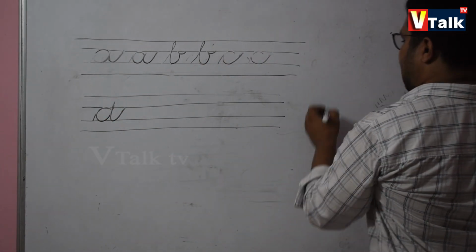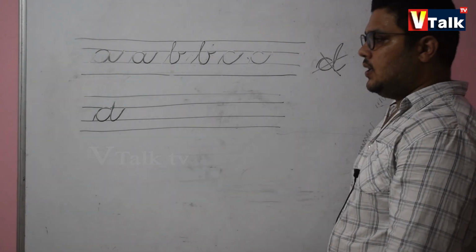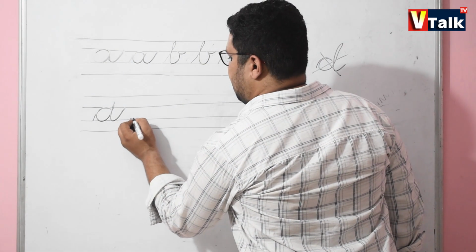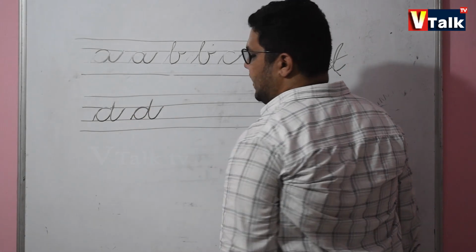Many of the students are writing D like this. It is very wrong. It should start here, a curvature and a line like this, and it should end here.